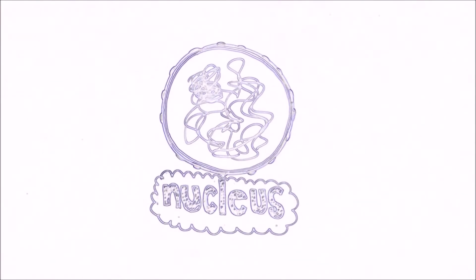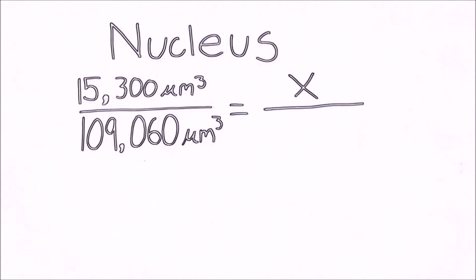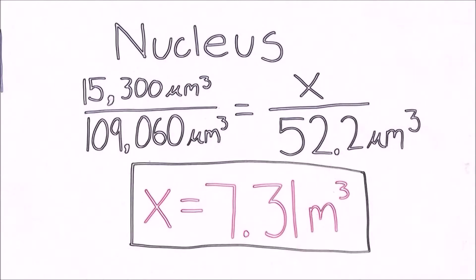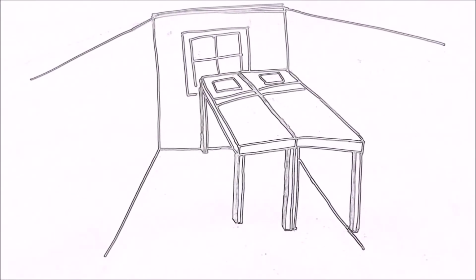The nucleus of a plant cell is around 15,300 cubic micrometers, or about 14 to 27% of the total cell volume. If the cell was a dorm room, the nucleus would be around 7.3 cubic meters, or roughly the volume of 2 lofted beds pushed together and the space underneath them.